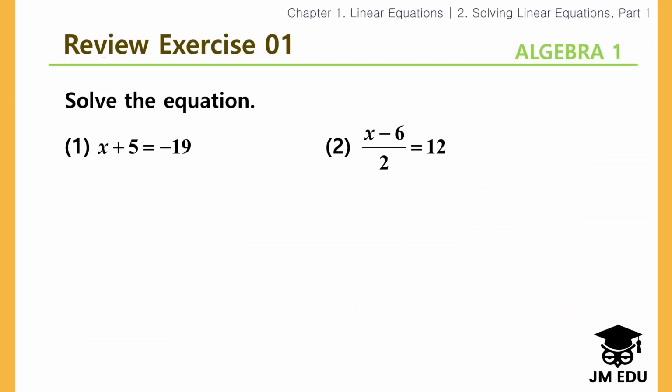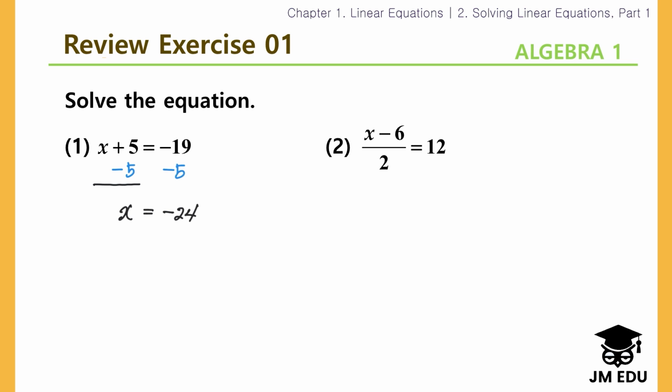Review exercise number 1. We're going to solve the linear equations. So if you look at number 1, we have x plus 5 is equal to negative 19. So what I'm going to do is eliminate this plus 5 on the left hand side. So let's subtract 5 on the left hand side and 5 on the right hand side. So x plus 5 minus 5, that's x, and negative 19 minus 5, that's minus 24.